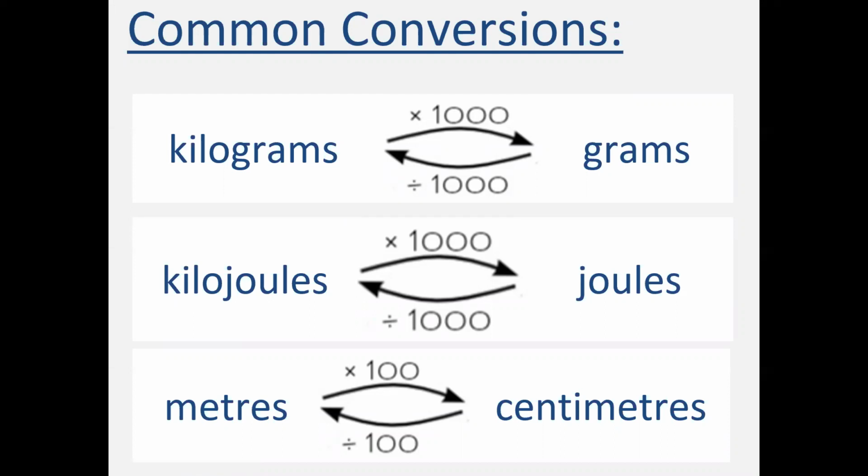Sometimes you're given energy in kilojoules and you have to convert it to joules by multiplying by 1,000. Sometimes you get an answer in joules and you're asked to convert it to kilojoules. To convert joules back to kilojoules, you divide by 1,000. And finally, sometimes you're given the height in centimetres and you have to convert it to metres. How you would do that is you would divide by 100.